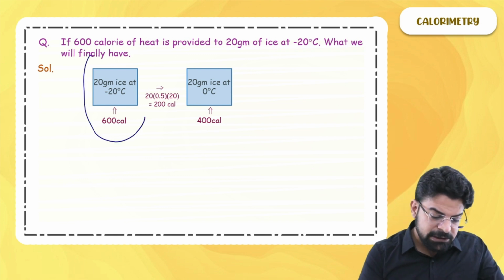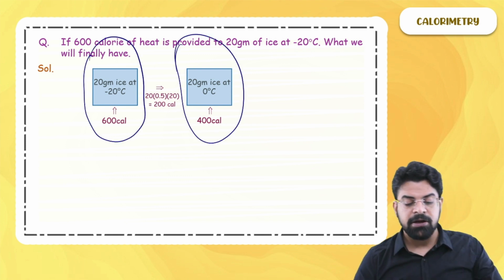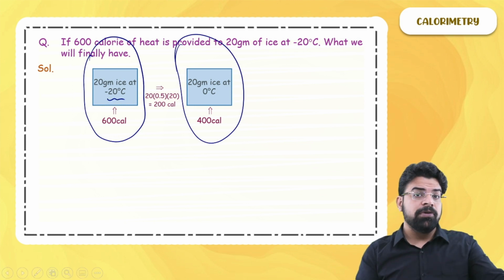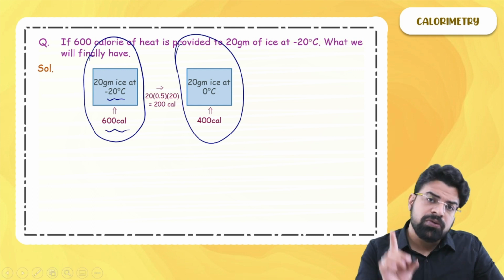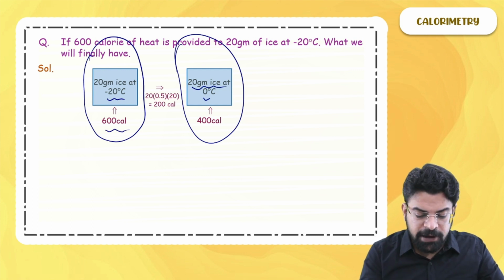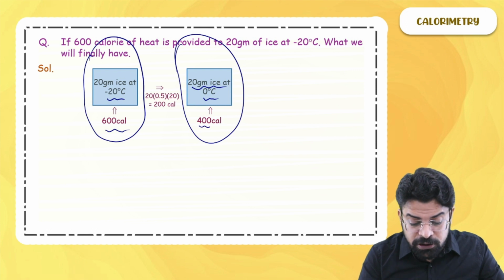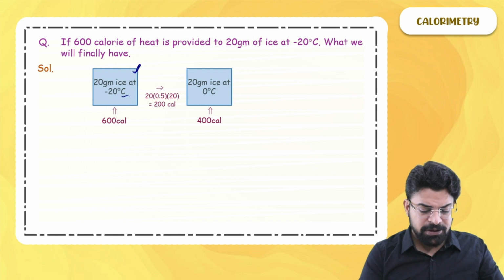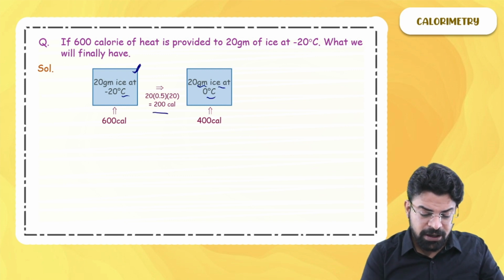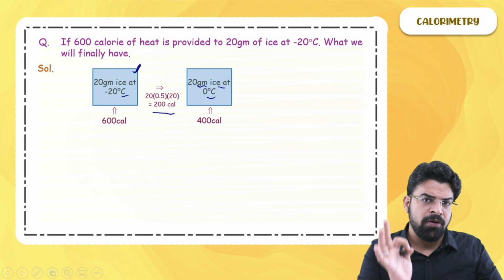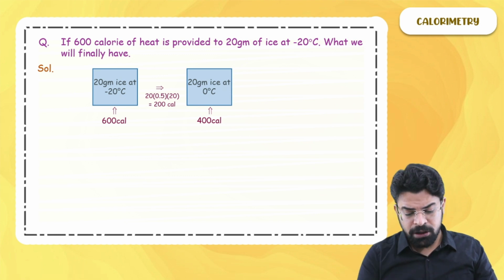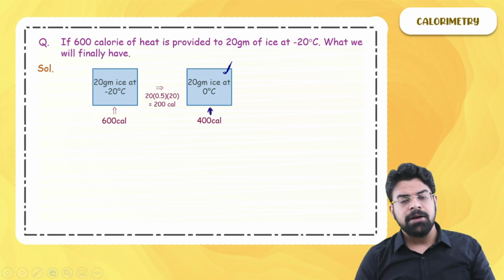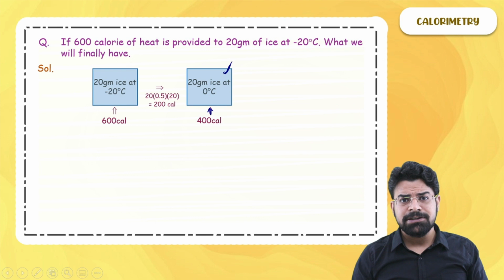So we can say these two systems are thermodynamically identical. Having 20 gram of ice at minus 20 degrees centigrade, to which you are going to provide 600 calorie, will take you to the same place as having 20 gram of ice at 0 degrees centigrade, to which you are going to provide 400 calorie. Because to convert 20 gram of ice at minus 20 to 20 gram of ice at 0, you have to provide 200 calorie of heat. Now, once you have 20 gram of ice at 0 and you provide 400 calorie, what will happen? You have ice at 0 and you are providing heat.